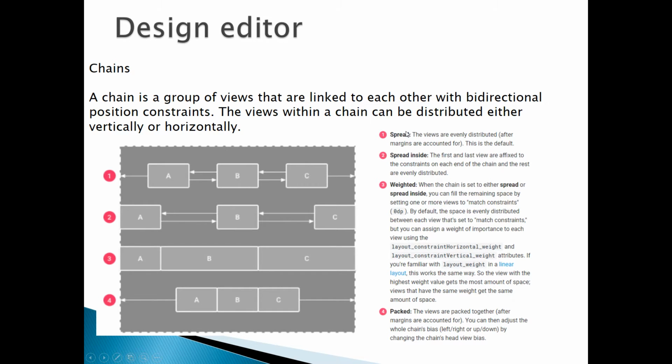So number one is spread. The views are evenly distributed after the margins are accounted for, and that's the default way of doing this. The spread inside, the first and last views are affixed to constraints on each end of the chain, and then the distance is spread between the two. Weighted, you could assign some weights and say which views take up the most amount of space. And packed, the views are packed together, margins accounted for.